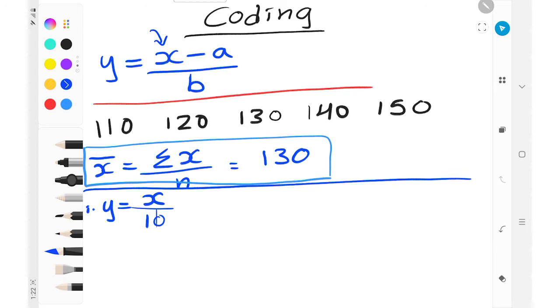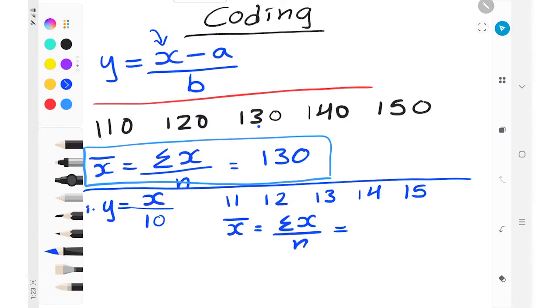Now my code is x divided by 10, so I will have to divide each value I have by 10. So let's start. 110 divided by 10 is 11, then 12, 13, 14, and then 15. Now we will find the mean of this code. Now my mean is summation of x divided by n, which is 11 plus 12 plus 13 plus 14 plus 15 divided by 5, which is 13.